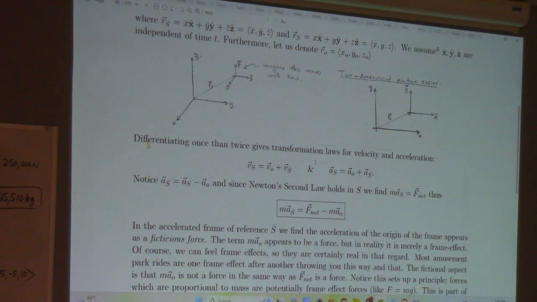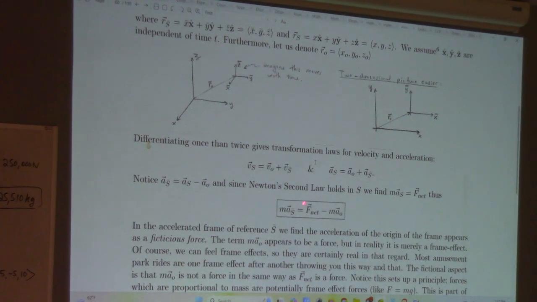So given that, we have the mass times the acceleration in the S frame is equal to the net force. Well, if you put this together, it says that the mass times the acceleration in the possibly moving frame, let's say S bar is the moving frame, is equal to the net force in the unmoving frame minus the mass times the acceleration of the moving frame. So this means that if we're in a moving frame that's accelerating, effectively the net force is different. This is called the frame effect.